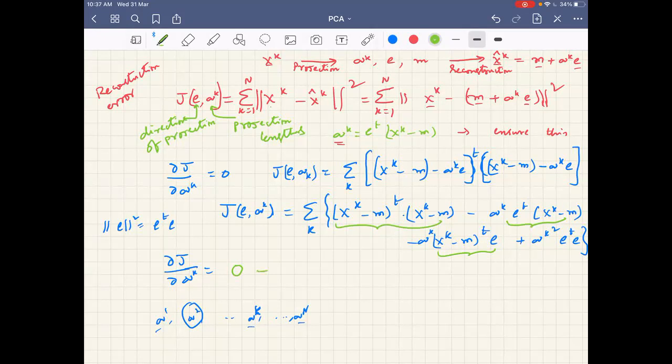What are the dimensions of E transpose into XK minus M? Scalars, sir. Scalars. Very good. Okay. Now, since they are the same, I am writing them separately now. I will combine them later. But now, differentiation with respect to AK. What is the answer?